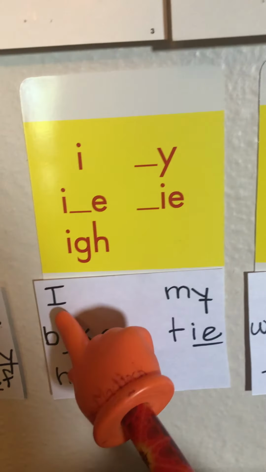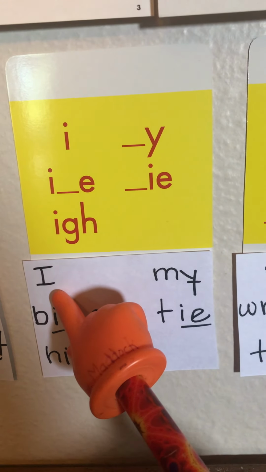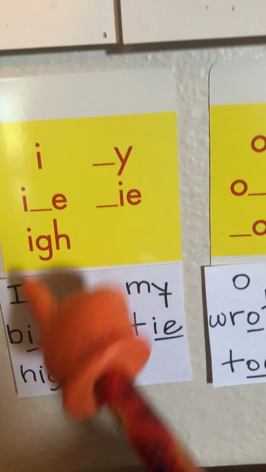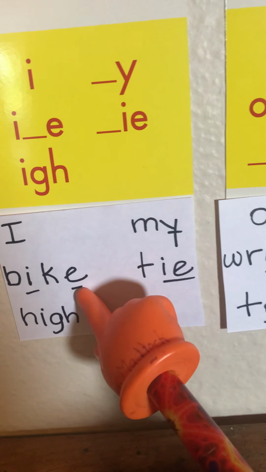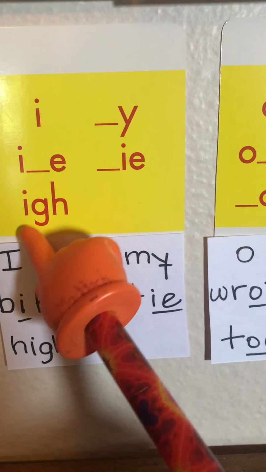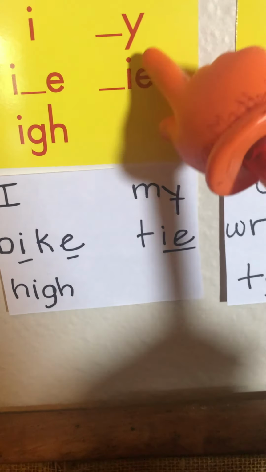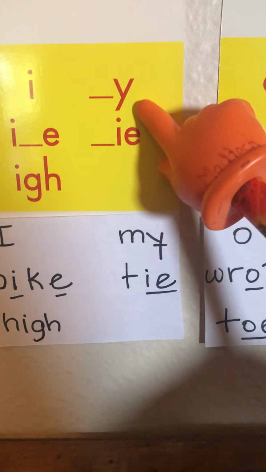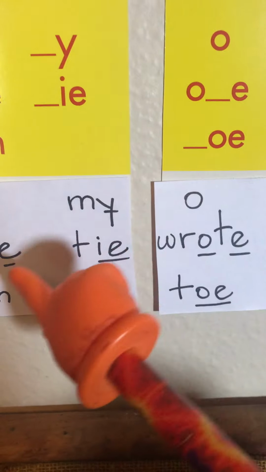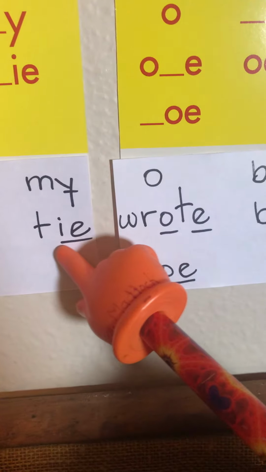Long I: an I by itself, like in the word I. Remember, we always make a capital I when we're spelling the word I. I blank E, that's the silent E, like in bike. I-G-H, that's kind of a hard one to remember, but it's also fun, like in high. Y at the end of a short word or one syllable word, like in my. And then I-E, like in tie.